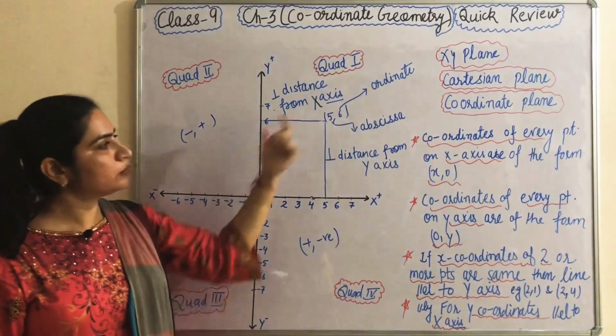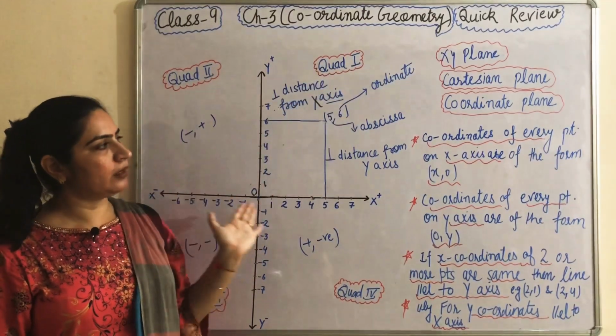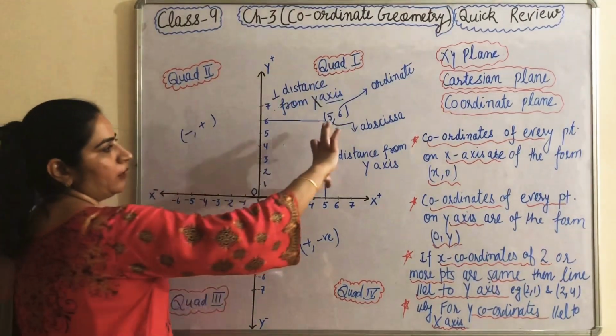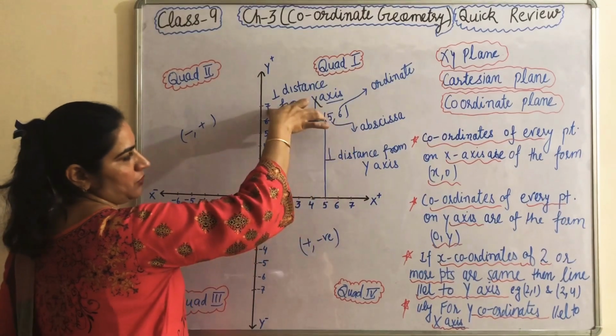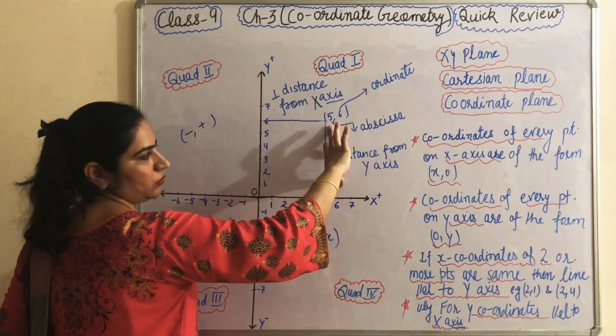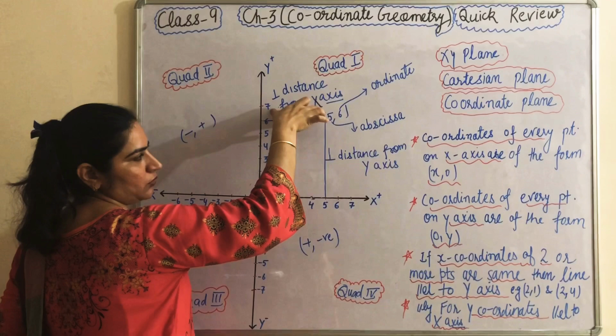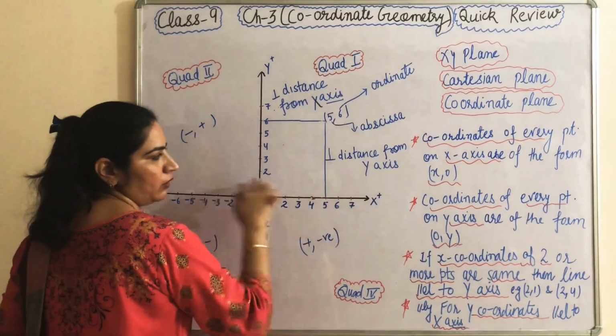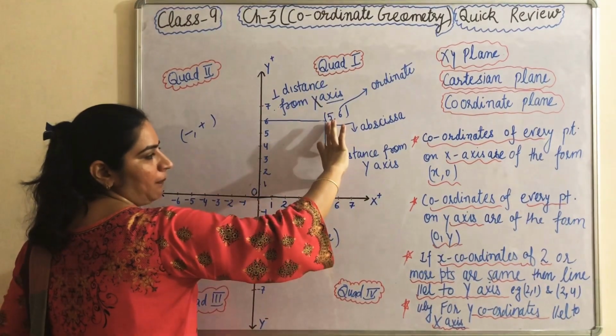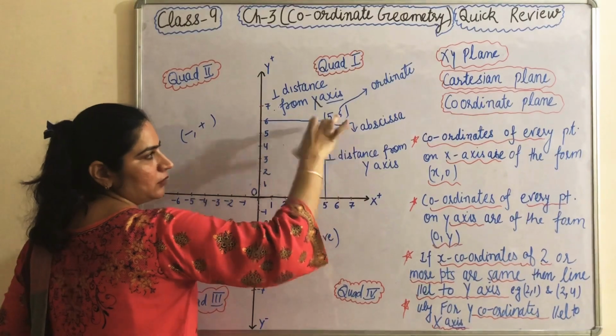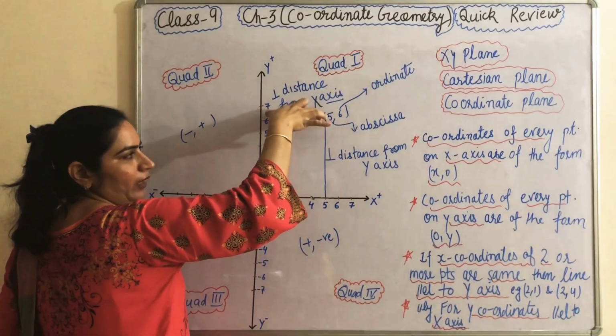To describe the position of any point in a plane, two things are required: this distance and this distance. These are actually perpendicular distances. Perpendicular distance from where? This is the perpendicular distance from the x-axis, and this is the perpendicular distance from the y-axis.